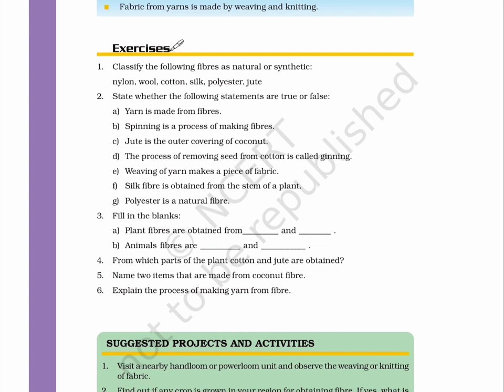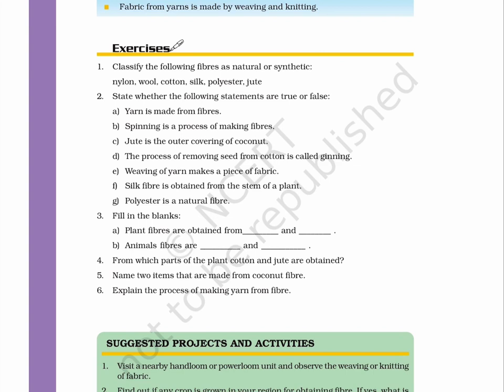3. Fill in the blanks. A. Plant fibers are obtained from blank and blank. B. Animals' fibers are blank and blank. 4. From which parts of the plant are cotton and jute obtained? 5. Name 2 items that are made from coconut fiber. 6. Explain the process of making yarn from fiber.